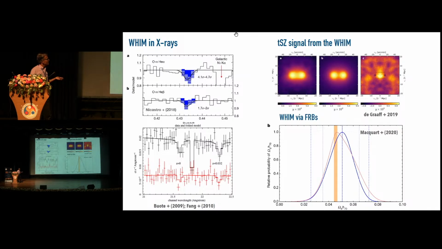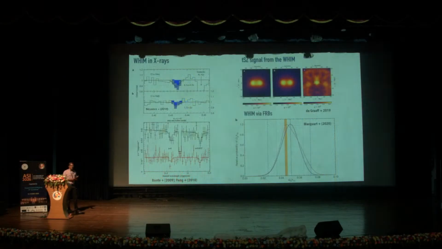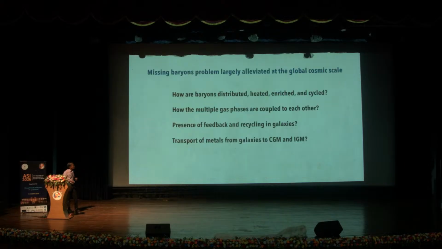And finally, there is this amazing possibility of detecting the WHIM through FRBs. Jayant Roy had yesterday talked about this particular aspect, on how fast radio burst dispersion measures can be used to determine baryons in the low redshift universe, and that has been the most successful among all the techniques. As more and more FRBs get localized, I am sure this work is going to progress forward.